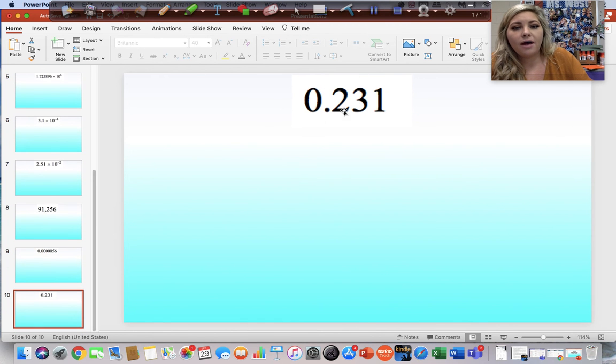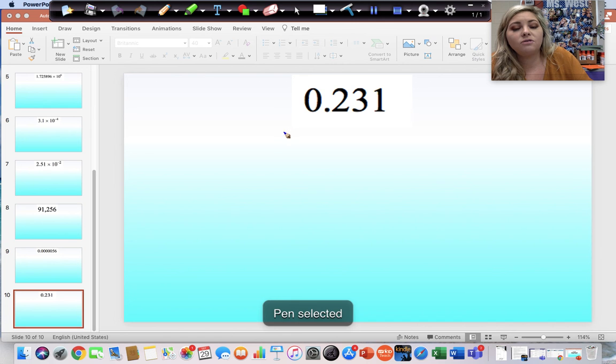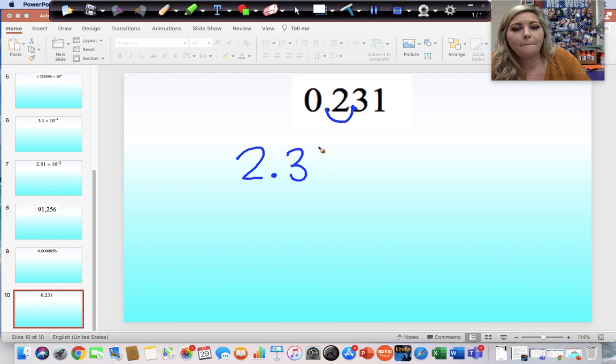Okay, last one. We are changing this from standard form to scientific notation. So we are going to move our decimal 1 time to the left because that's all we need to move it so that there is one number to the left of the decimal. Sorry, 1 time to the right. So we have 2 and 31 hundredths times 10 to the negative first power. And it is a negative 1 because this number was less than 1.